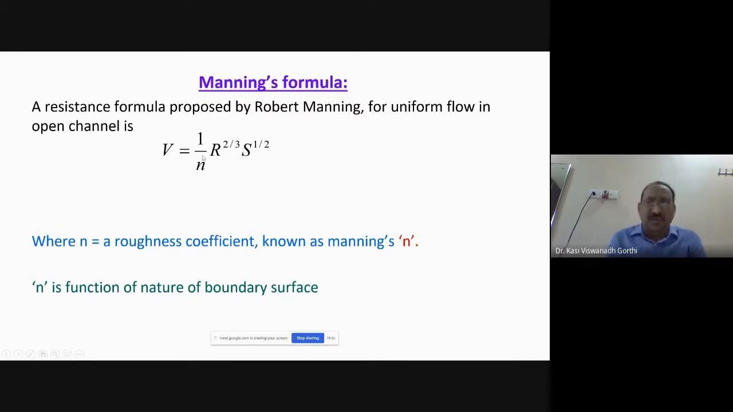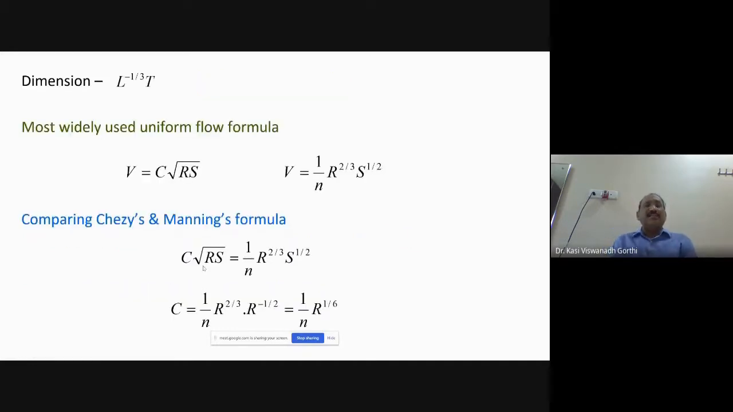Just like Chezy's coefficient, Manning's coefficient also has certain dimensions. Whenever there are dimensions for a coefficient in an equation, you need to be very careful while applying the equation in different unit systems, because the values of these coefficients will differ for different unit systems like FPS system, MKS system, SI system, CGS system, and so on. So n is a roughness coefficient that depends on the nature of the boundary surface, and its dimensional formula would be L to the power minus 1/3 into T. In the MLT system, I'm using M for mass, L for length, T for time as the fundamental dimensions.